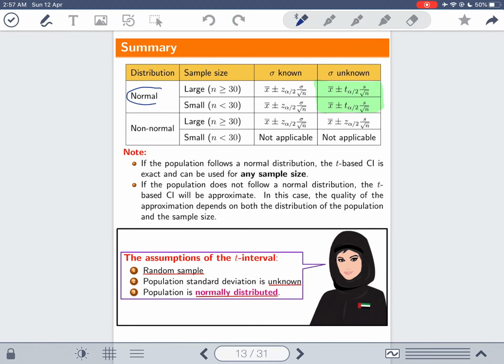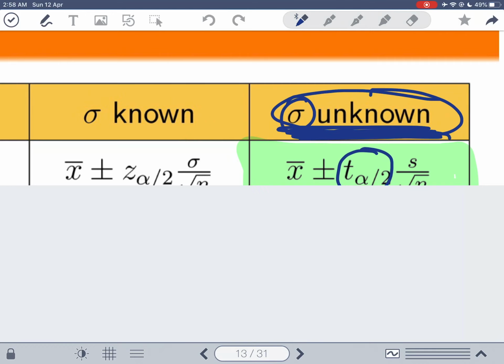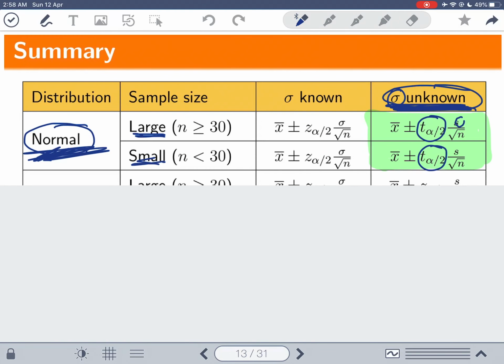So you see, if you have a normal distribution and sigma unknown. So she's trying to tell you here, population standard deviation is unknown. That's the same as saying sigma unknown. And population is normally distributed, normal. So these are the places where you use the t-distribution. And it doesn't matter, large or small sample, as long as your distribution is normal. Perfect. And of course, since sigma is unknown, you will replace it with the sample standard deviation S.